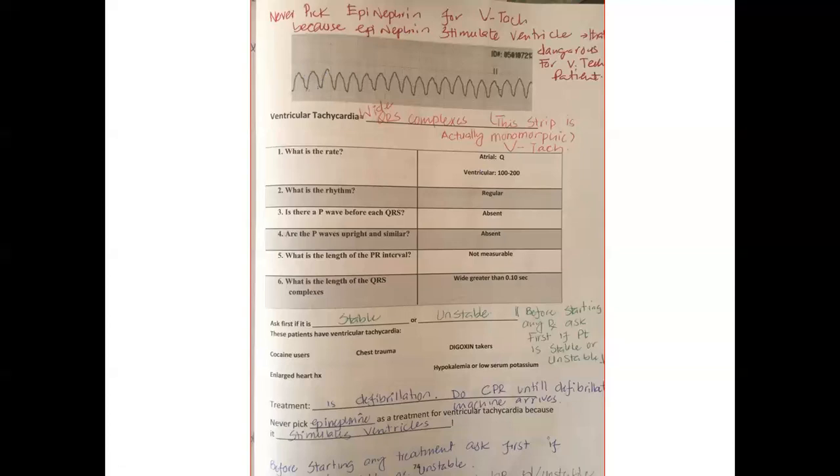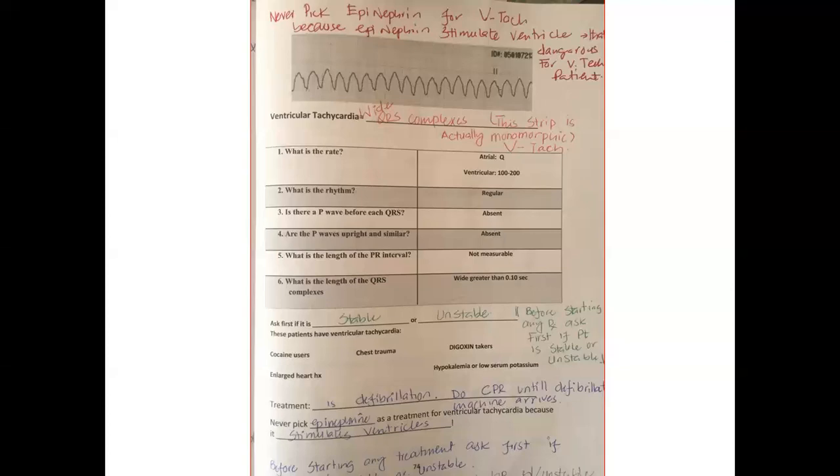And is there any P wave in this strip? There is no P wave, no T wave, right? And no U wave, only the complex is there. So the P wave is absent. We can say that in every ventricular tachycardia, there is no P wave, right?